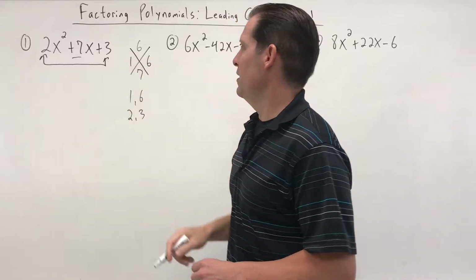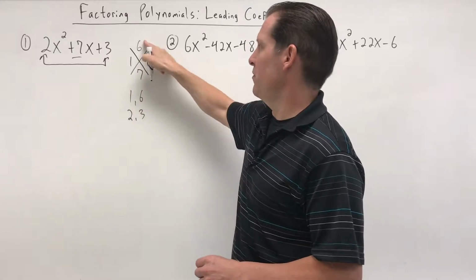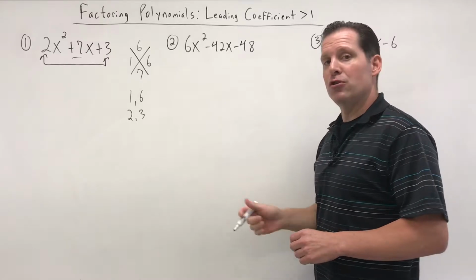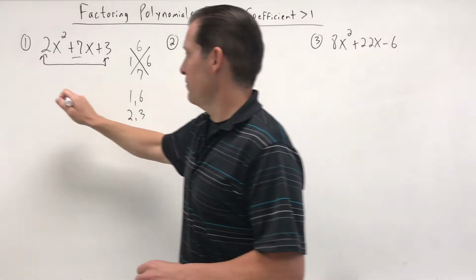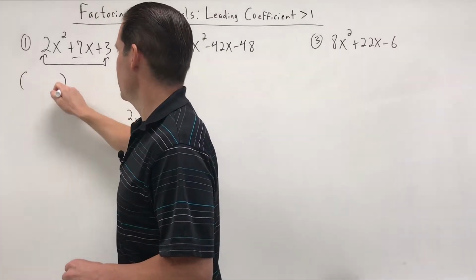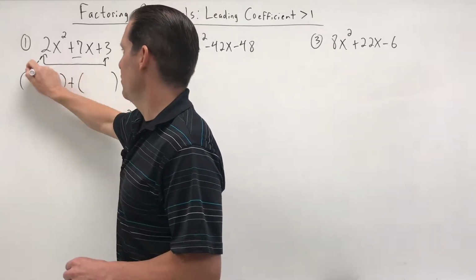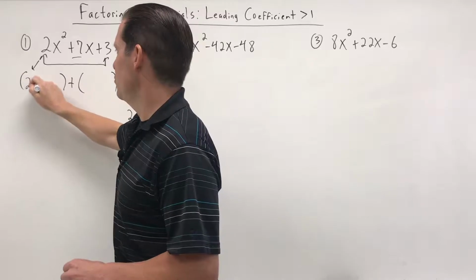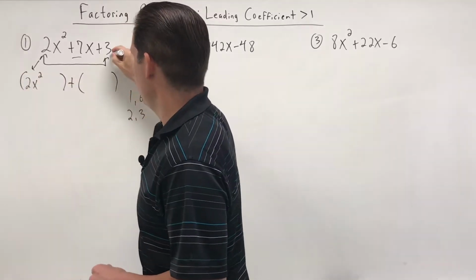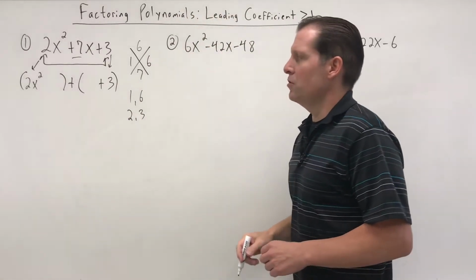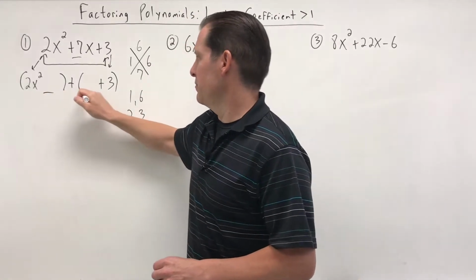So we've got 1 and 6. You multiply these two, it gives you 6. You add them, and it gives you a 7. So now we're going to drop two parentheses down, separated by a plus. And we're going to bring this first term here, 2x squared, and then this last term here, and put that in there. So that leaves these two spaces here.